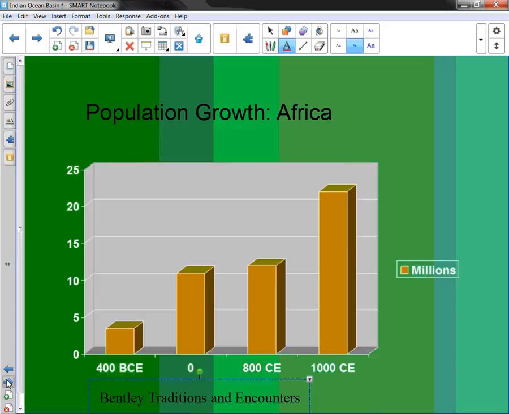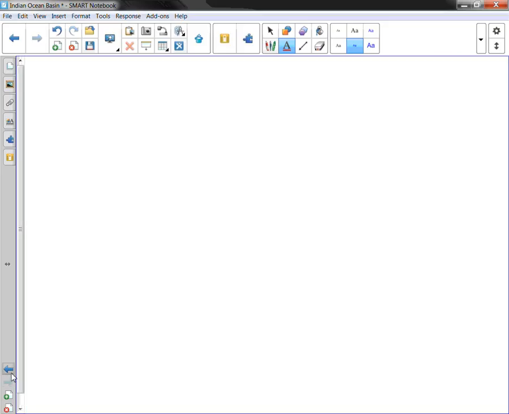Let's just take a look at the population growth in Africa. So even with that huge exodus of people, there's still large population growth in Africa as well. And that is the closing of the Indian Ocean Basin.